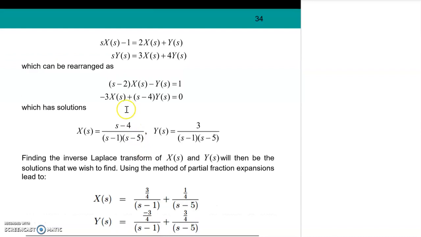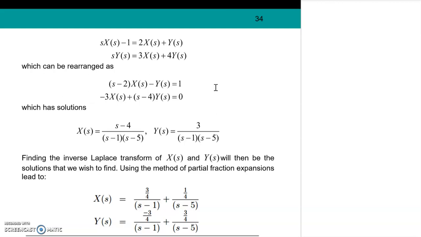If we write X(s) as the main subject and Y(s) as the main subject, we come out with this one. The process to get this is just algebraic manipulation. You substitute here and there to isolate X(s) and Y(s). Basically, it's the same way as you did in solving two simultaneous equations.